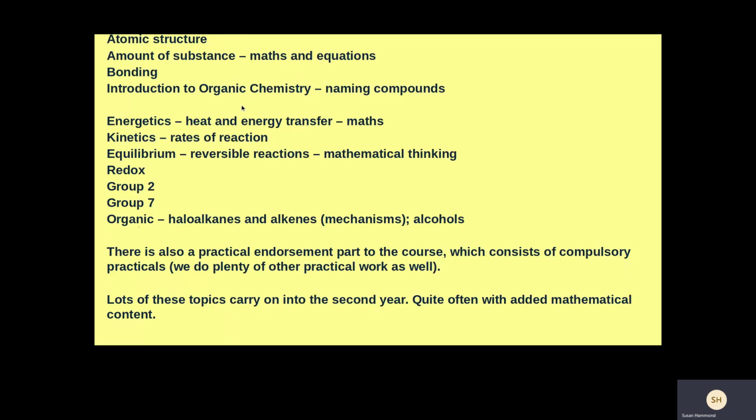Then in the second term, we go on to looking at heat and energy transfer. We do kinetics, how fast reactions happen, equilibrium, reversible reactions. Particularly if you're doing triple science, a lot of this you will start off doing in year 11, and we just do them in more detail. Redox, reduction and oxidation, group 2, group 7, which I've mentioned with the halogens, iodine is part of that. Organic, and we do start doing things that you don't do in GCSE, where we're doing organic mechanisms, and we also look at alcohols in some detail.